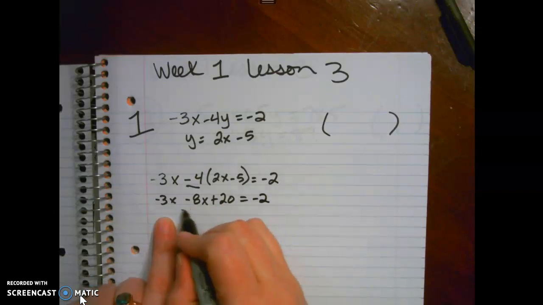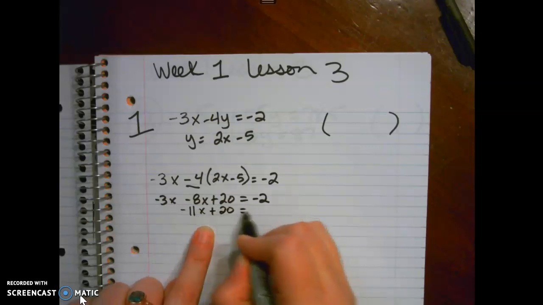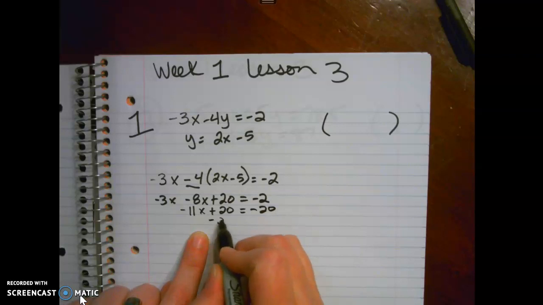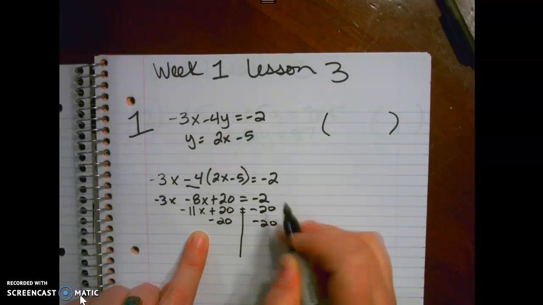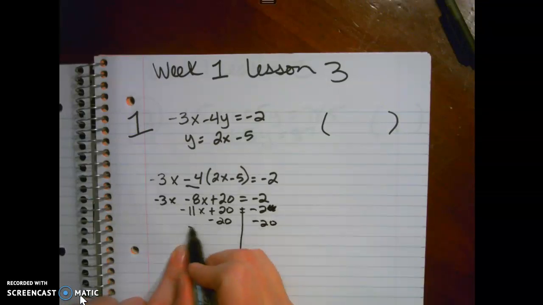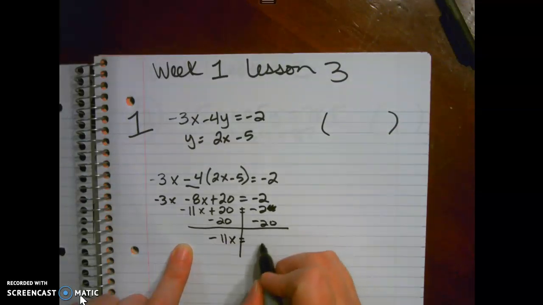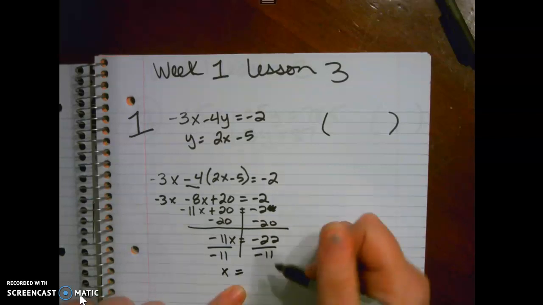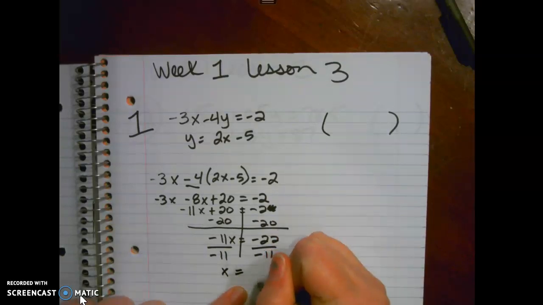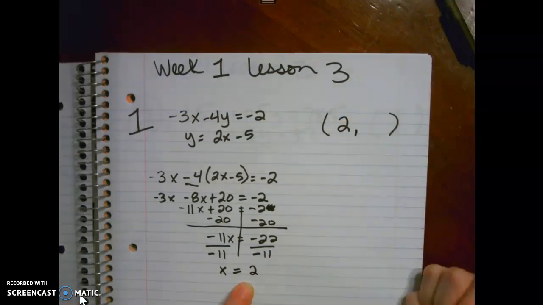Combine those. Negative 11x plus 20 equals negative 2. Minus 20. Oh, gee willikers. No, not that. Okay. Negative 11x equals negative 22, divided by negative 11. And just like that, it works out just fine. Isn't that nice? So, you get 2. So now this 2 goes right there, because that x value is 2.